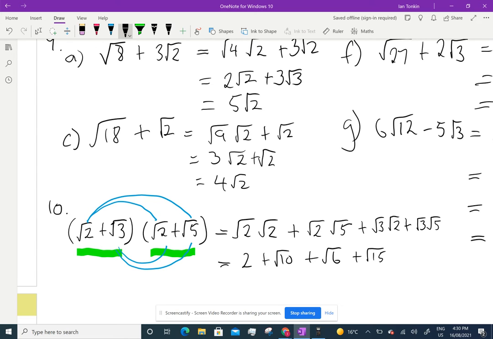Now I'm just going to go and check because I want to make sure I get these right. So occasionally I will get some of these wrong. And I've got the answers up here. And the answer to 10a is 2 plus root 10 plus root 6 plus root 15.